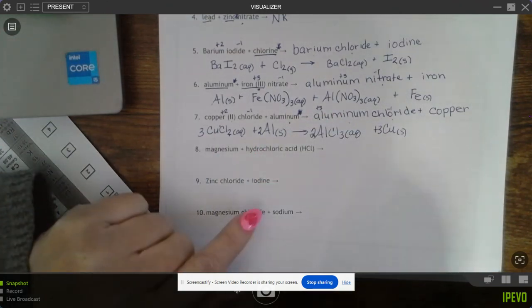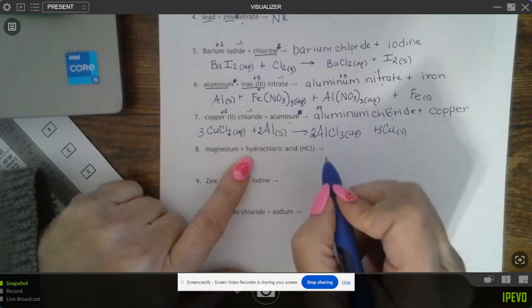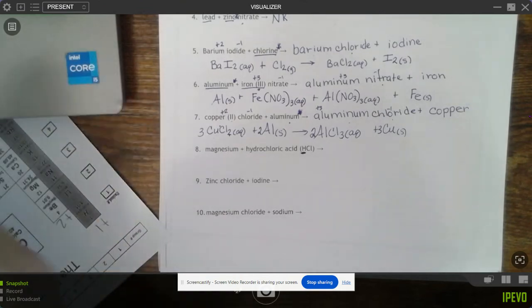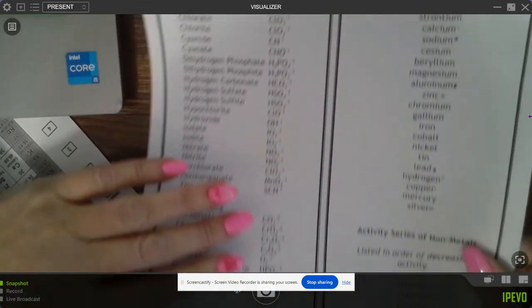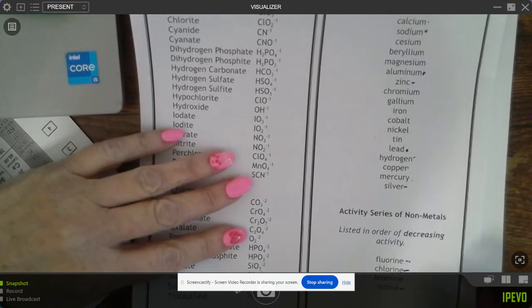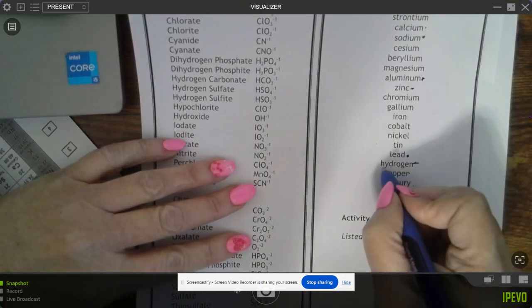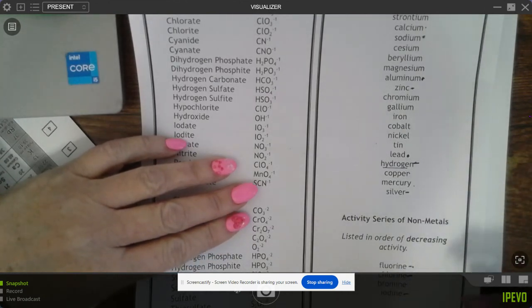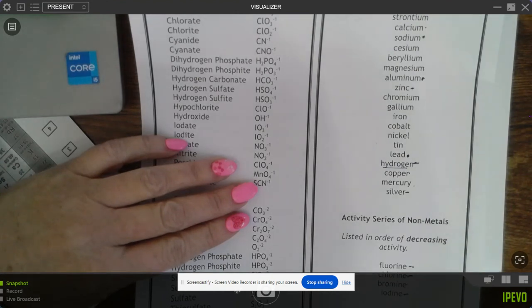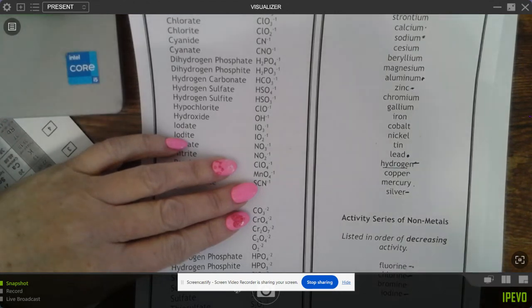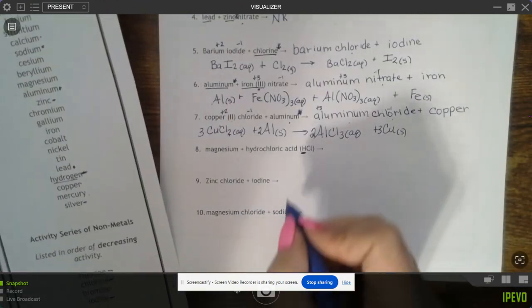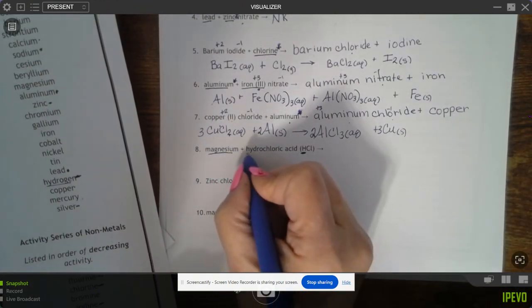All right. Magnesium plus hydrochloric acid. Now, I gave you the formula for hydrochloric acid because it's kind of interesting. Hydrogen, there go the puppies again. Interestingly enough, hydrogen is on the list of metals, even though we know it's not a metal. Hydrogen is on the list because if you think about its position on the periodic table, it's in group 1 with all of those metals. So when we see hydrogen, we're going to compare it with the metals. So we are going to compare magnesium and hydrogen.